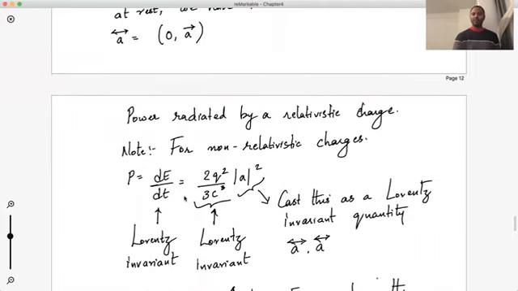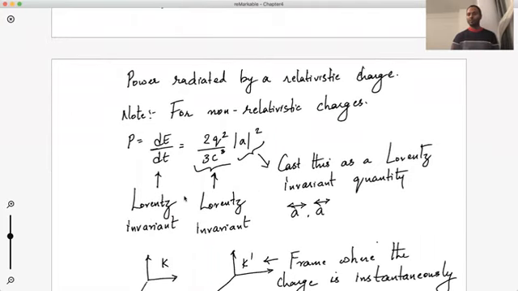Once we have acceleration, we can go back to some of the ideas we worked with, which is the power radiated by an accelerating charge. In the previous week, we showed that, at least for a non-relativistic charge, the power radiated, dE by dt, is 2q squared by 3c cubed times the square of the acceleration. This was not a relativistically correct expression; it assumed that things were not relativistic.